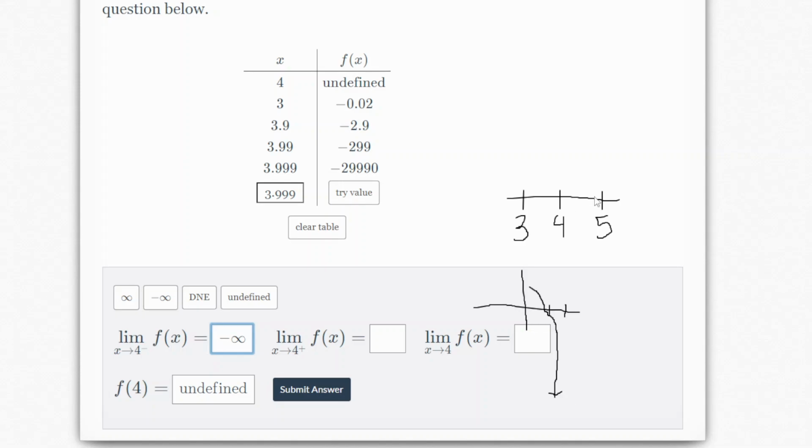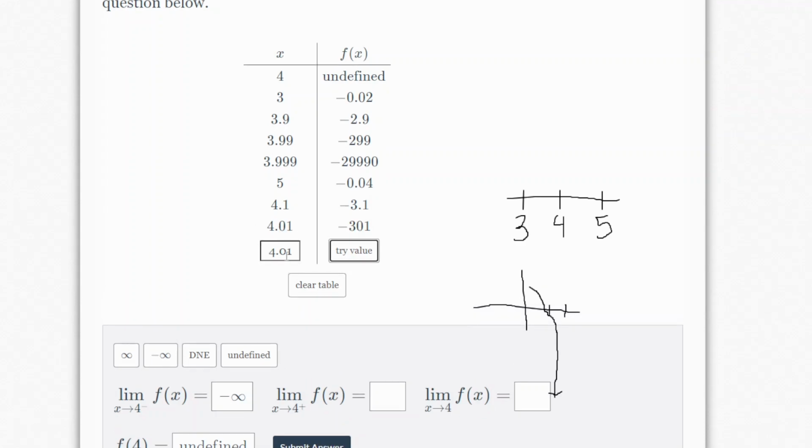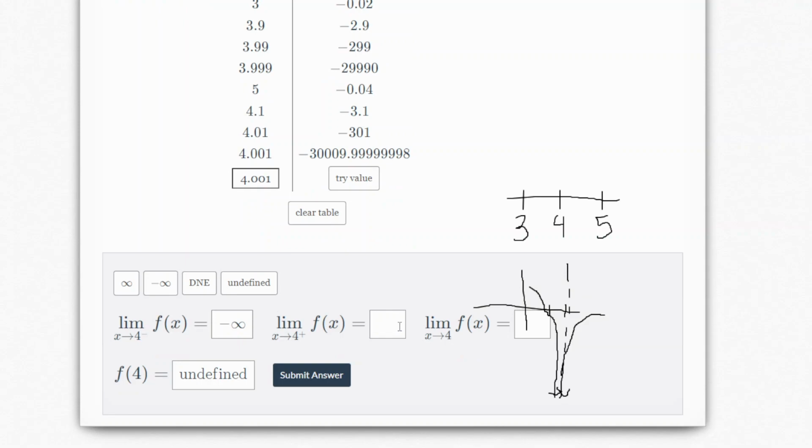Let's try 4 from the right. So I would start with 5. And then let's go closer. Let's do 4.1, 4.01, 4.001. So again, you can already see the pattern. We went negative 3.1. So as we're reading from this side, we're here, and then it's already dropping so quick. Let's try the next one. And now we already have negative 30,000. So again, this end is going to be dropping so quick that I must have an asymptote here. So I'm going to also put that from the right is negative infinity.